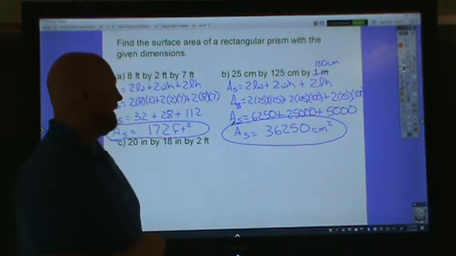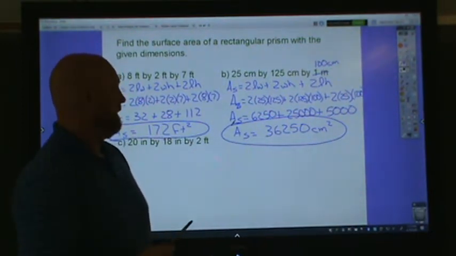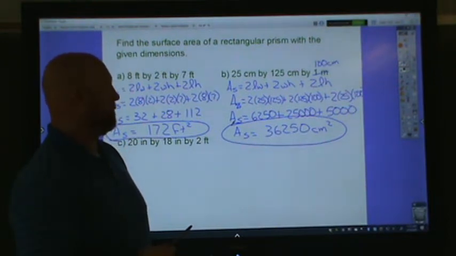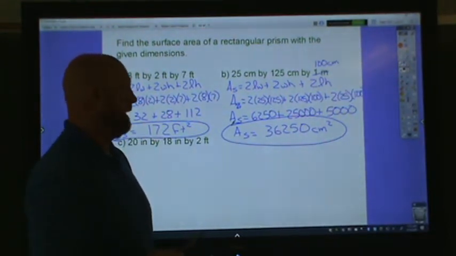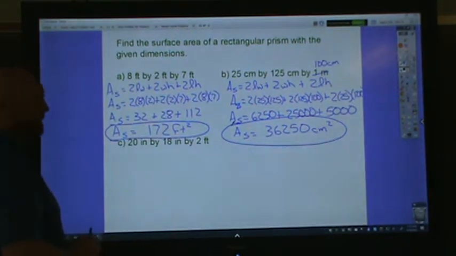If you wanted to convert that to meters squared, you could. A square meter is 100 centimeters by 100 centimeters. So you divide by 10,000, because 100 times 100 is 10,000. And then you could get this measured in square meters instead of square centimeters.